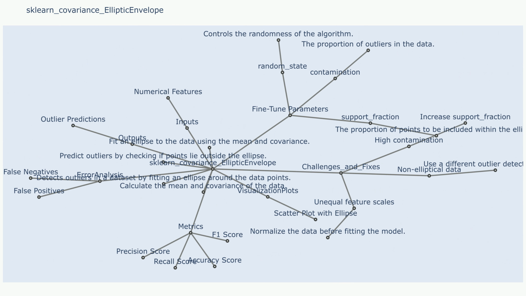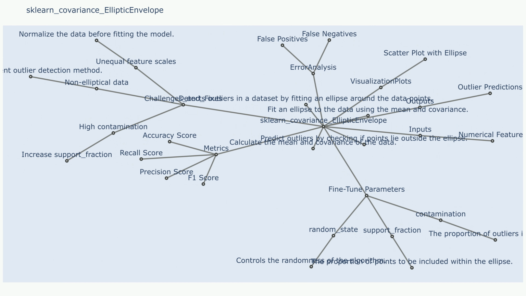Challenge 2. Elliptic envelope may not be effective for detecting outliers in datasets with a high degree of nonlinearity. Sample use case that resulted in challenge 2. A dataset with a nonlinear relationship between features. Fixes to challenge 2. Use a different outlier detection algorithm that is better suited for nonlinear data, such as isolation forest or local outlier factor (LOF). Apply a nonlinear transformation to the data before applying elliptic envelope.